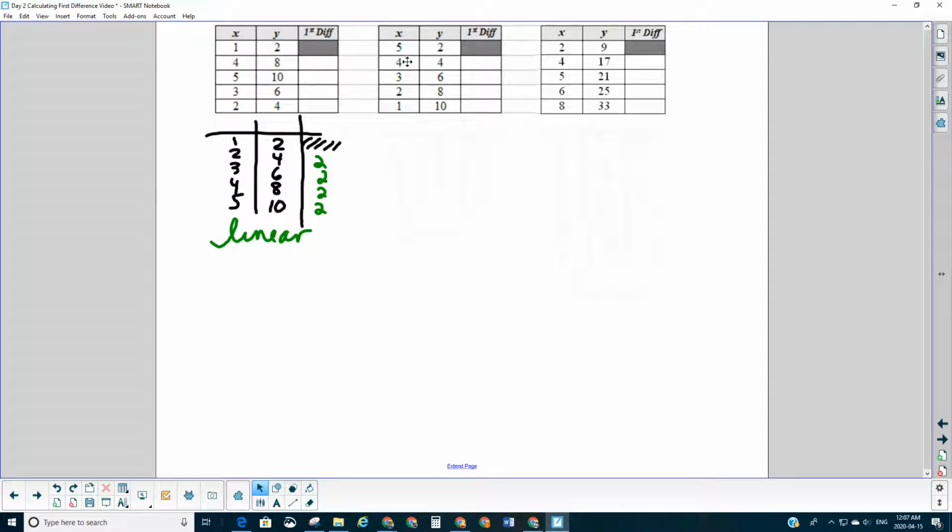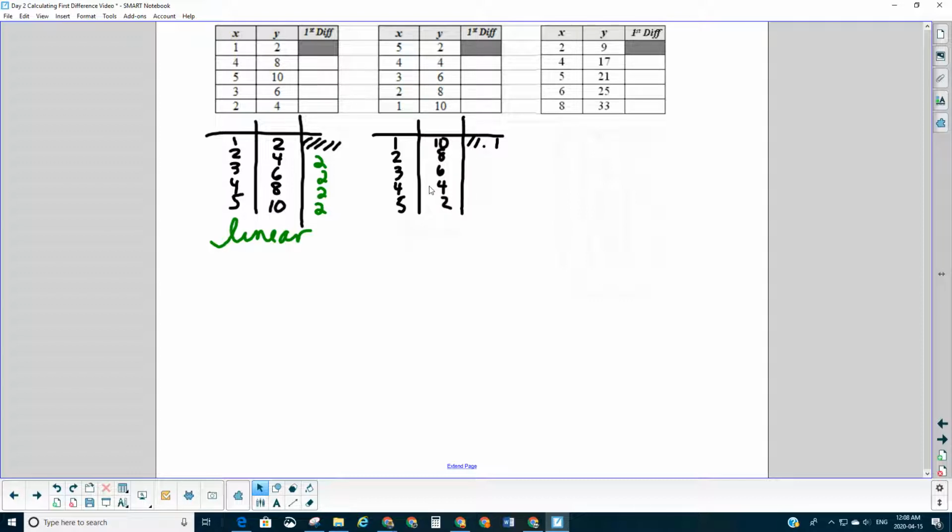Let's do the same thing for this one. This one, well, they are in order, but it's easier if we have them going up. Then we can count the jumps easier. So 1 is 10. 2 is 8. 3 is 6. 4 is 4. 5 is 2.